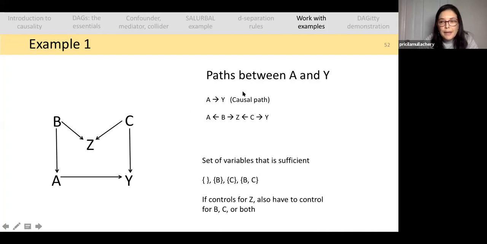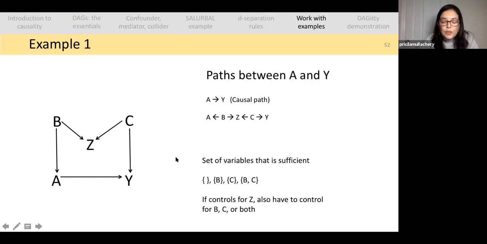One path that we are interested in is the path that goes from A to Y, and that's the causal path. And we have this other path that goes from A to B to Z to C to Y. It can also be represented this way. And we can see that Z is a collider, because there are two arrows pointing to Z.